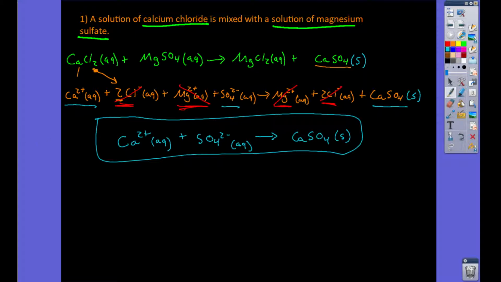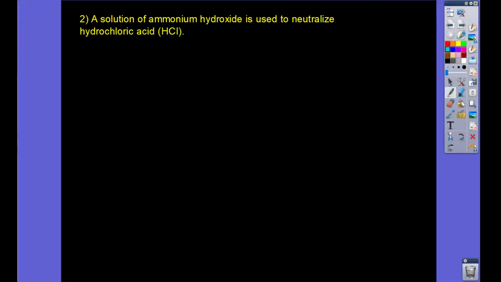Cool. Let's try out the next one then. We have number 2, solution of ammonium hydroxide is used to neutralize hydrochloric acid. So the same thing that we did before, we're just going to take what's given to us in the problem and write it out into the individual reactants. So we have ammonium hydroxide here. Ammonium is going to be NH4 with a 1+ charge, while hydroxide is going to be OH-.